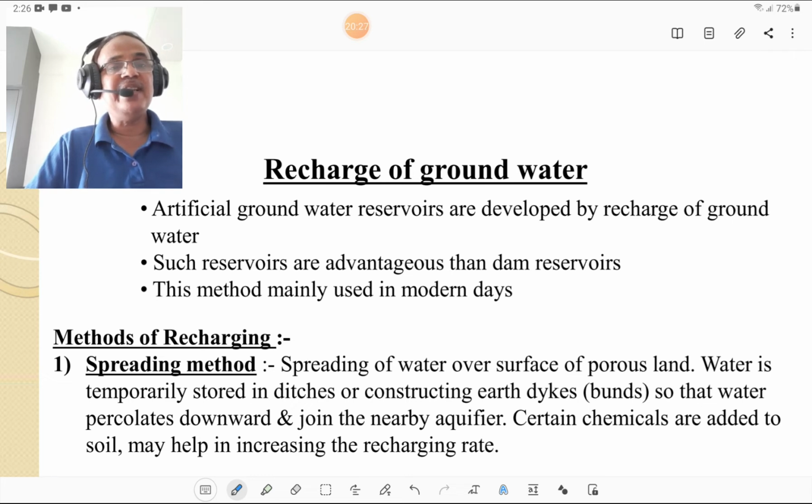Such reservoirs are advantageous compared to dam reservoirs. This method is mainly used in modern days.